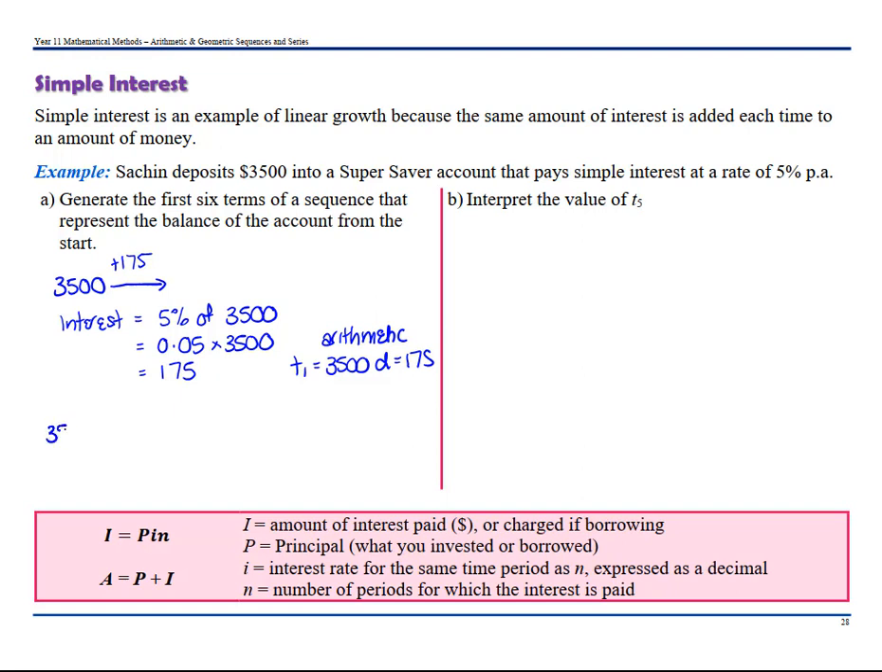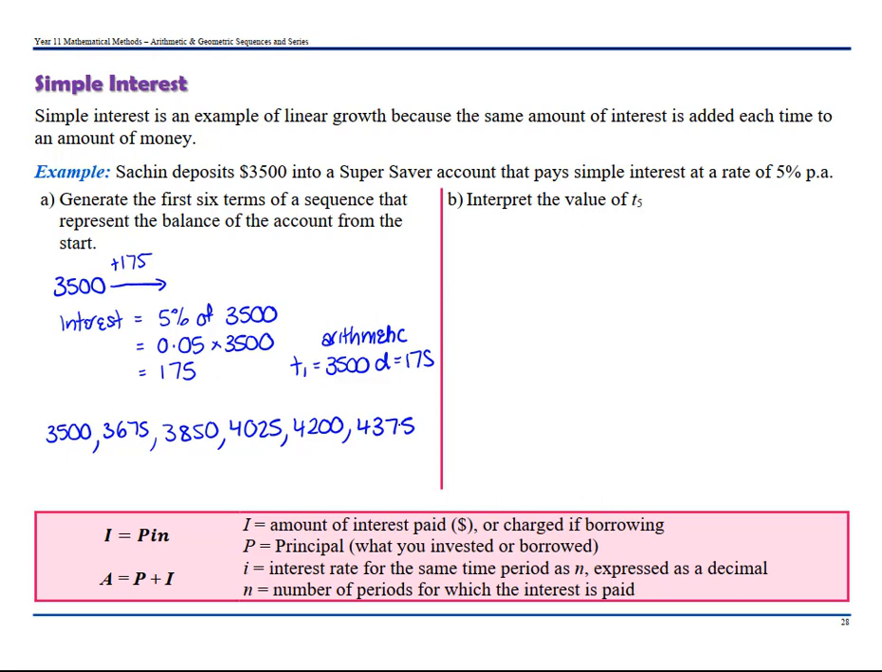So 3,500. We add 175 to that. It's 3,675. Add 175, 3,850. Keep going, 4,025, 4,200, and then finish with 4,375.